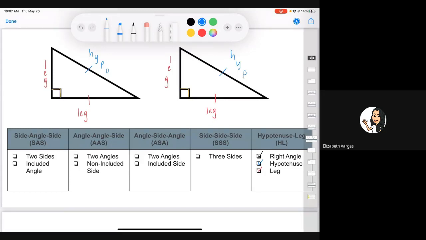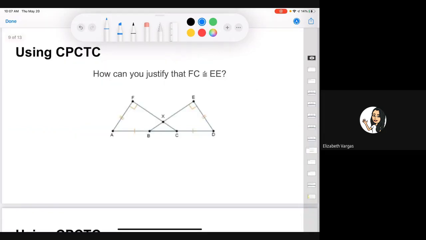Okay. Now, so we're going to look at this one. This is how can you justify that this side is congruent to this side? Okay, that's what it's asking. And so first you want to look at what criteria can you use or can you identify here? Well, you can identify you have two right angles.